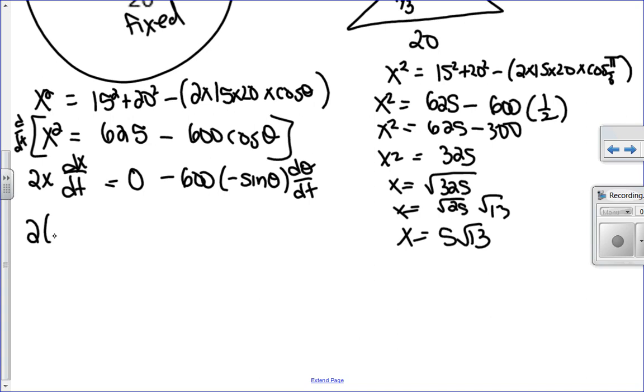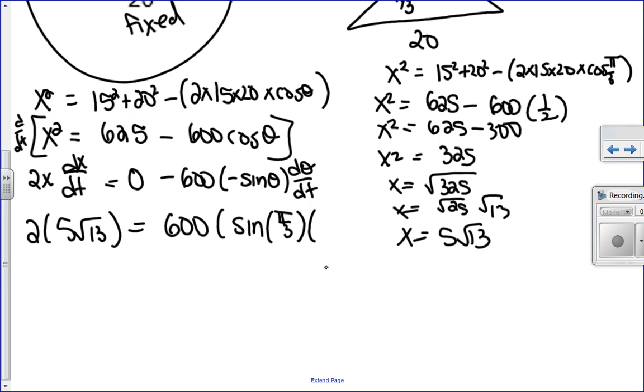Now I'm at a point where I'm just going to plug in the things that I know. So we figured out x. X was 5 root 13, and that's equal to, so here two negatives make a positive, so it'll be 600 times sine of our specific angle, which was pi over 3, and then our rate of change for the angle was pi over 90. And I just noticed over here I didn't include my dx by dt. I've got to continue that down, so let me just make room for that.